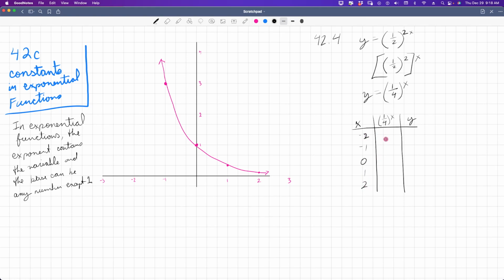1/4 to the -2 would be flipping that and squaring this. That'd be 16. This would be 4. So 1/4 to the -1 would be 4. This would be 1/4 to the 0. That would always be 1. Or not always 1, but it is 1 here. And then 1/4 to the 1 power is just 1/4. And then 1/4 to the second power would be 1/16.